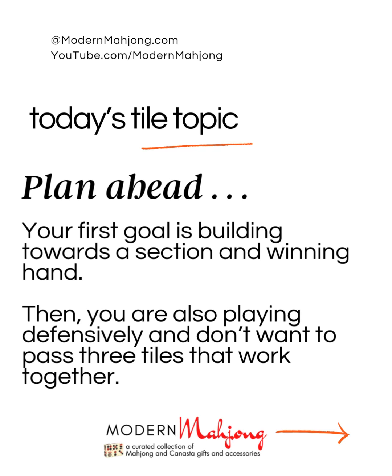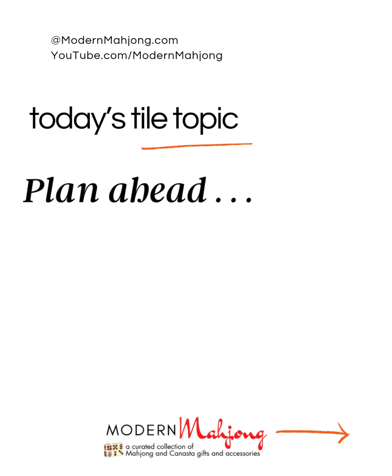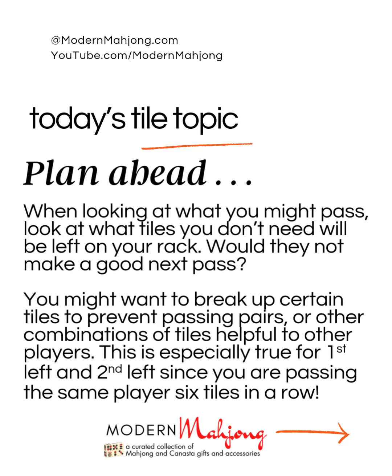Plan ahead. The first goal you have during the Charleston is building your own hand or section. Then you're also trying to play defensively. You don't want to pass 3 tiles that work together. So if you look at the tiles you're passing, also look at what is remaining on your rack. If you don't need those tiles, so whatever tiles aren't part of the section you're aiming for, are you leaving yourself with a good pass? And you might switch what you're passing so you do have passable tiles for your next pass.